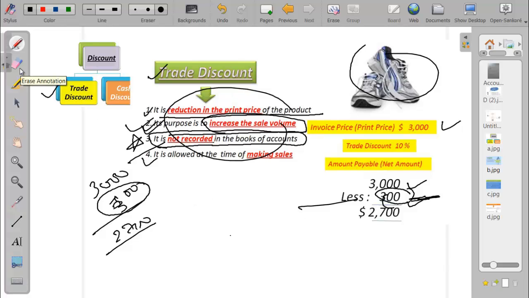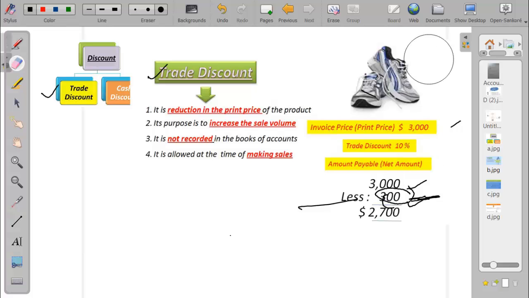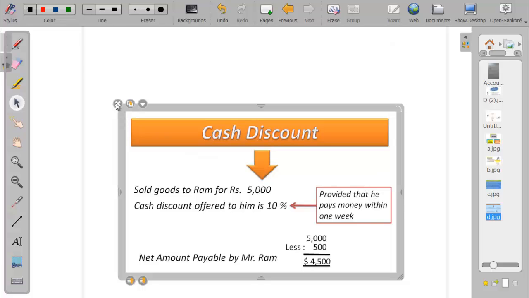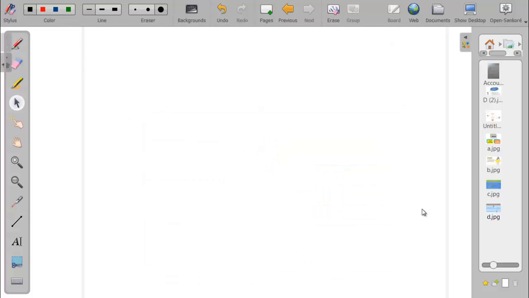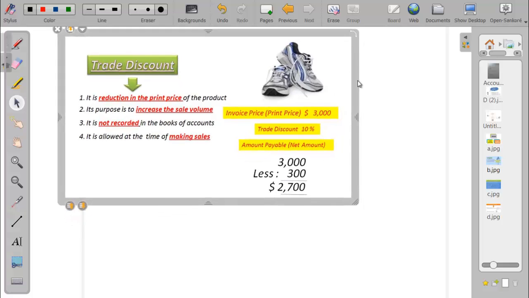Now is that clear? Now see, I am taking one example, and with that example I will explain how to deal with this trade discount. Now see one example I have here. Are you ready? Oh sorry, this is the cash discount. Let me take another example. Okay, let me continue with this only. This is the trade discount.